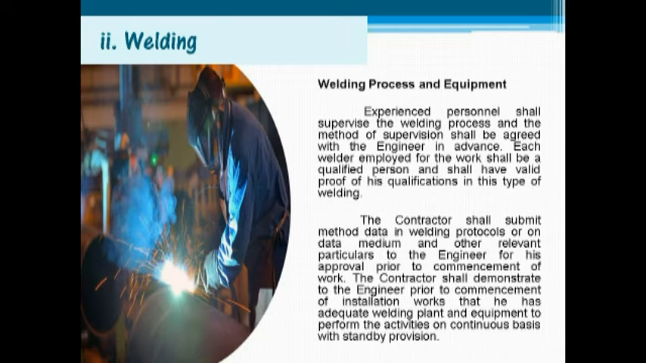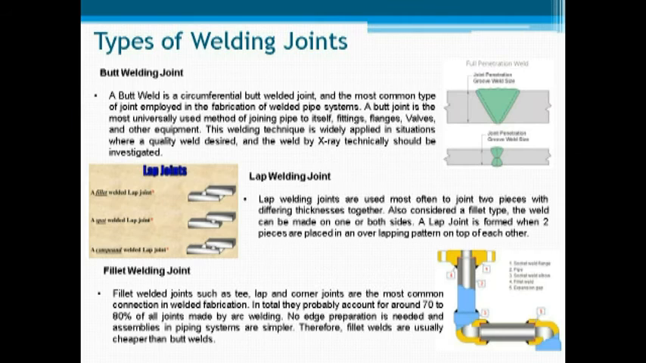The contractor shall demonstrate to the engineer prior to commencement of installation work that he has adequate welding plant and equipment to perform the activities on a continuous basis with standby provision. So different jobs need different types of weld. Different types of welding joints are made to stand up to the needs and forces of each individual application.